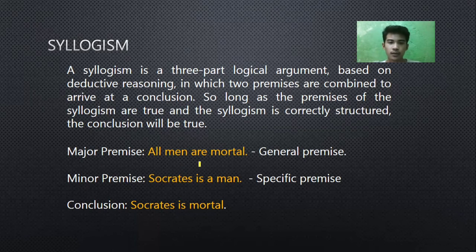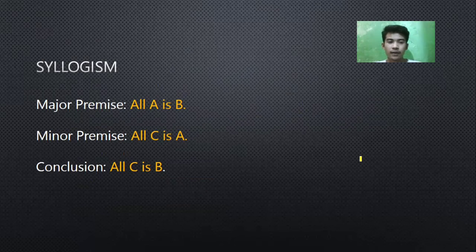So what makes a syllogism beautiful is that when the two premises, the major premise and the minor premise, are true, the conclusion also follows. But there's a condition. It will only be true if the syllogism is correctly structured. If the form of an argument is valid, then the conclusion will be true. So it can be derived in a mathematical form.